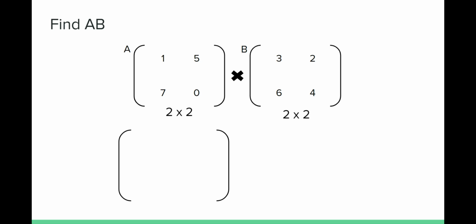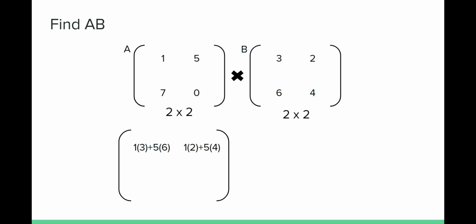Our first entry is given by row 1 and column 1. And what we do is very similar to finding a dot product, where it would become 1 times 3 plus 5 times 6, because this is the first row of matrix A and the first column of matrix B. Then we would look at the next entry, which would be located at row 1, column 2. So we would look at row 1 of matrix A and column 2 of matrix B, and from that we would get 1 times 2 added to 5 times 4.